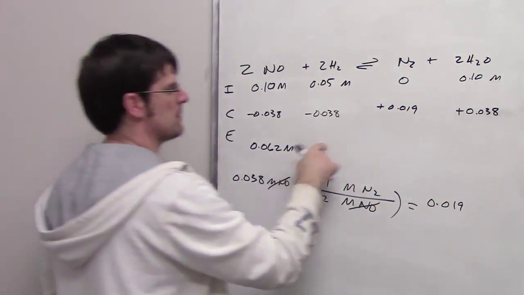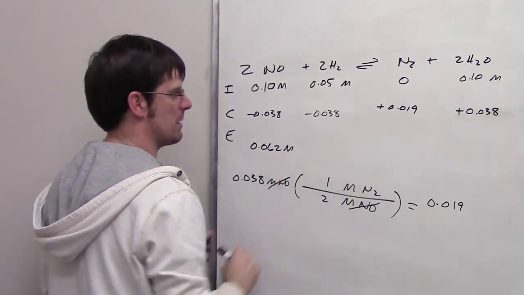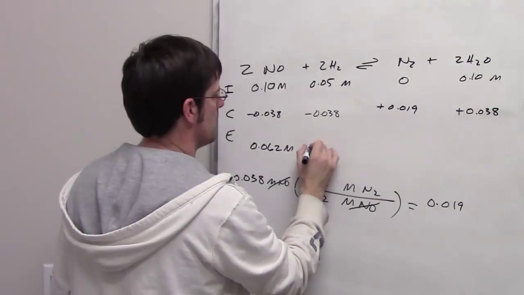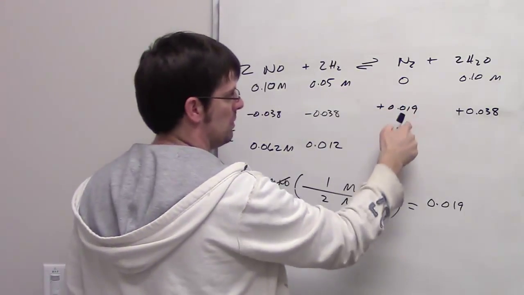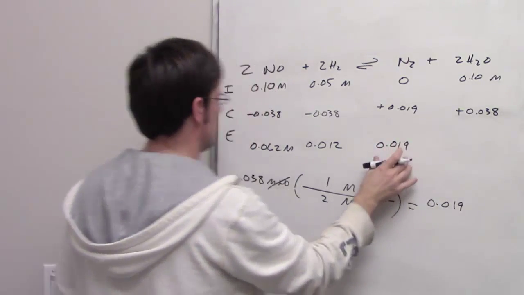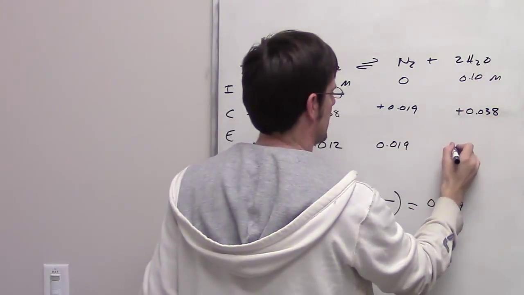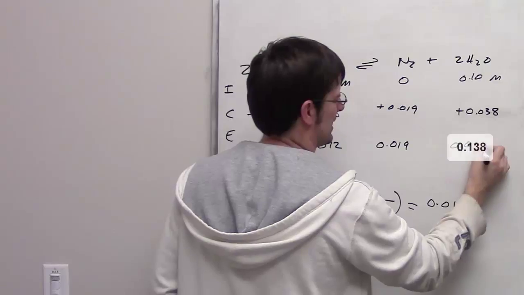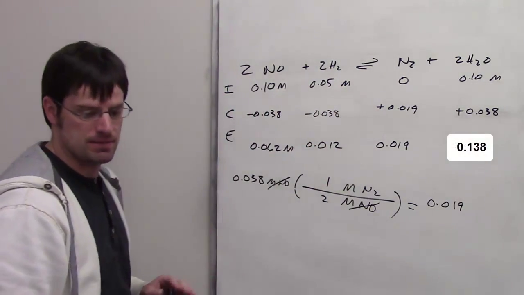Now to get the equilibrium concentrations, all I have to do is do the math. 0.05 subtract 0.038 is going to be 0.012. 0 plus 0.019 is going to be 0.019 as my final equilibrium concentration. 0.1 minus 0.038 is going to be 0.062. So those are my final equilibrium concentrations for each of these substances.